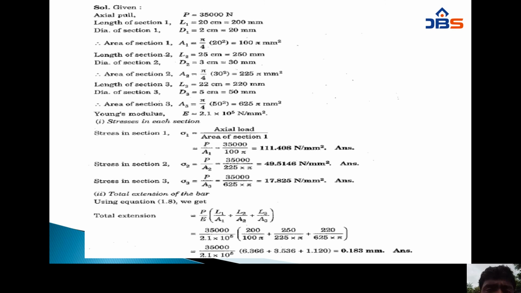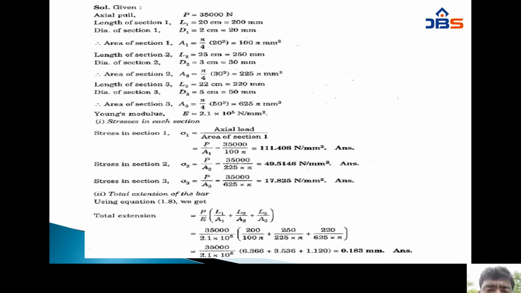Next, we can calculate the stresses in each section. Stress in section 1, sigma 1, equal to axial load by area of cross section 1, P by A1. P equal to 35,000 by A equal to 100 pi, that equals 111.408 Newton per mm square. Next, sigma 2 equal to P by A2, that equals 35,000 by 225 into pi, that equals 49.5146 Newton per mm square.